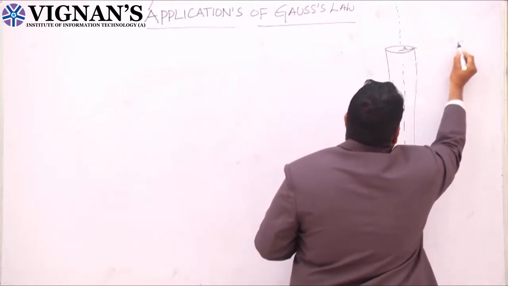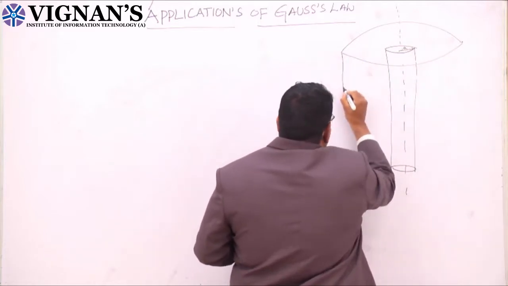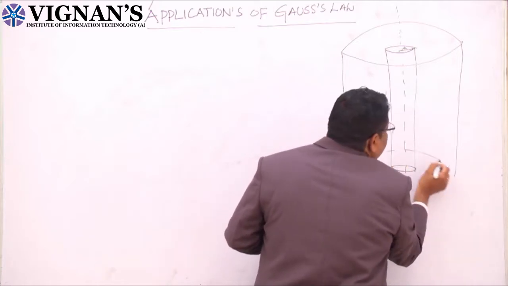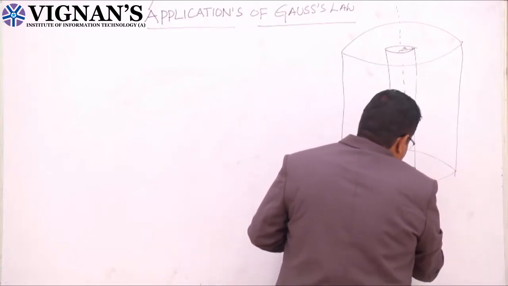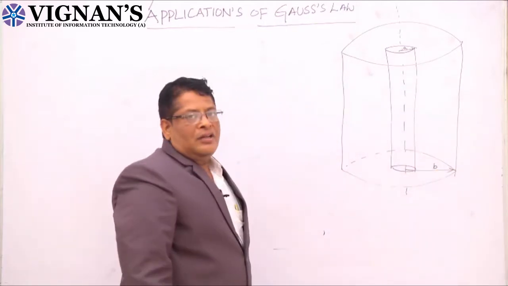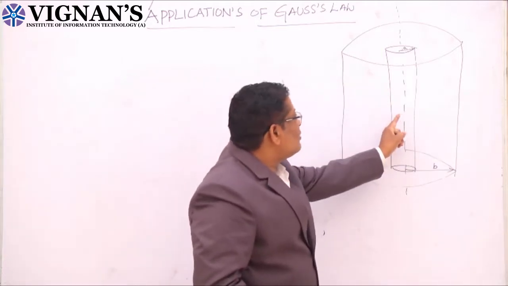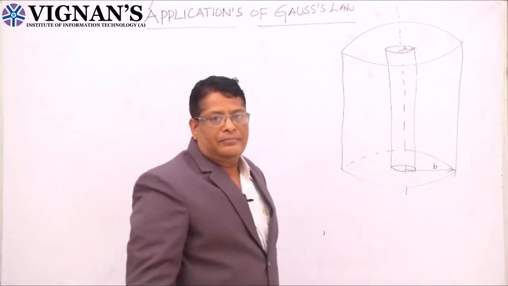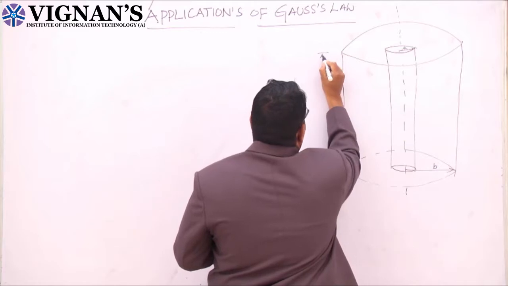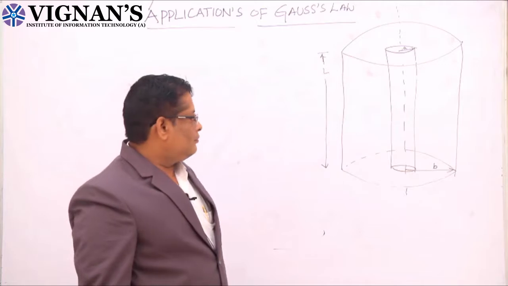Now take the outer cylinder. The radius of the outer cylinder is b. This is nothing but a coaxial cable. Coaxial means the axis of the inner cylinder as well as the outer cylinder is the same. The length of this cable we have taken as L.